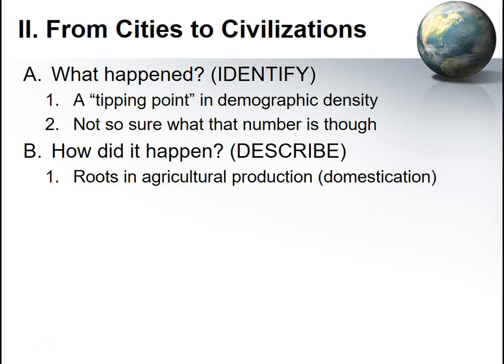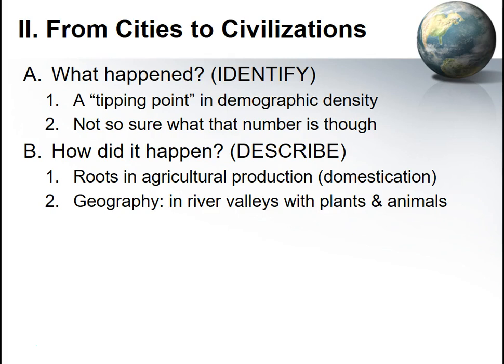For example, we know that it is based on agricultural production, that particularly domesticated plants, the most valuable, nutritious ones in particular, were crucial to this, that even pastoral nomads who had domesticated animals, with very few exceptions, don't have actual cities that turn into civilizations. So it does appear there's some relationship to agricultural production by domesticating plants.